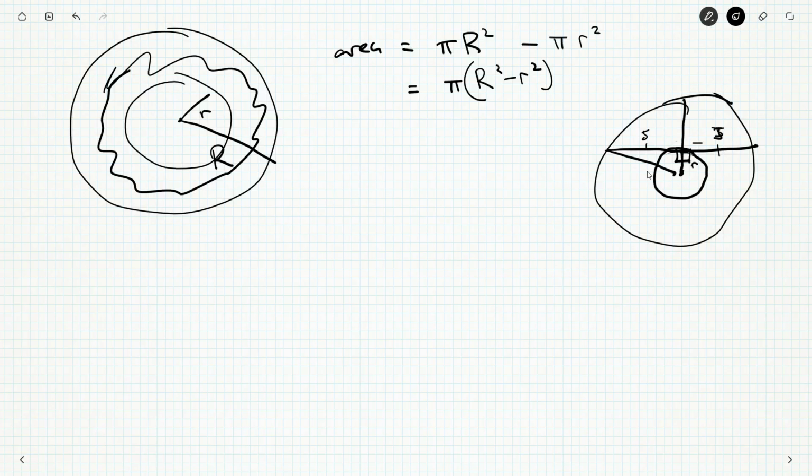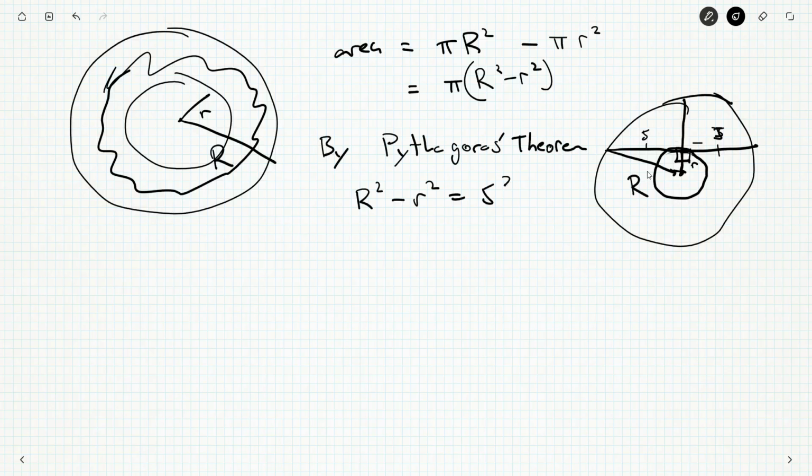Well, I'm looking for big radius squared minus little radius squared, and that puts me in mind of Pythagoras. So let's connect that up, and suddenly, by the Pythagorean theorem, we have R squared minus little r squared has got to be 5 squared. Well, that's all I need. My area is now pi times 5 squared, or 25 pi. Okay. So 25 pi, not bad, not bad.